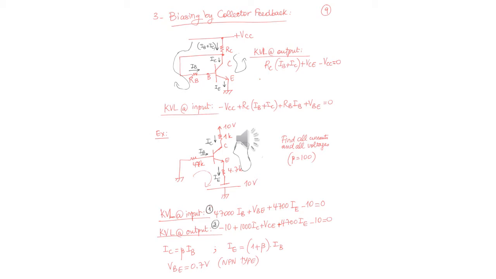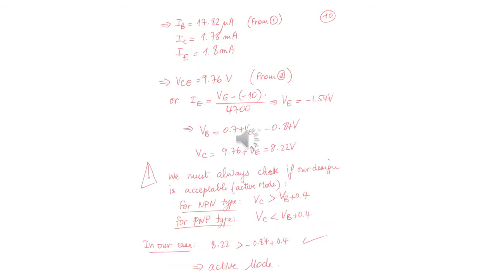And we know that IC equals beta IB and IE equals (1 plus beta) IB. How did we get this one? It's IB plus IC, and I replaced IC by beta IB, and I put IB in factor: (1 plus beta) IB. And VBE equals 0.7 because it's an NPN type transistor. So from the first equation, you can get IB. And you know, in a transistor, once you have one current, you can deduce all the remaining ones. Here's IB from equation 1, and you deduce IC equals beta IB, IE equals (beta plus 1) IB.